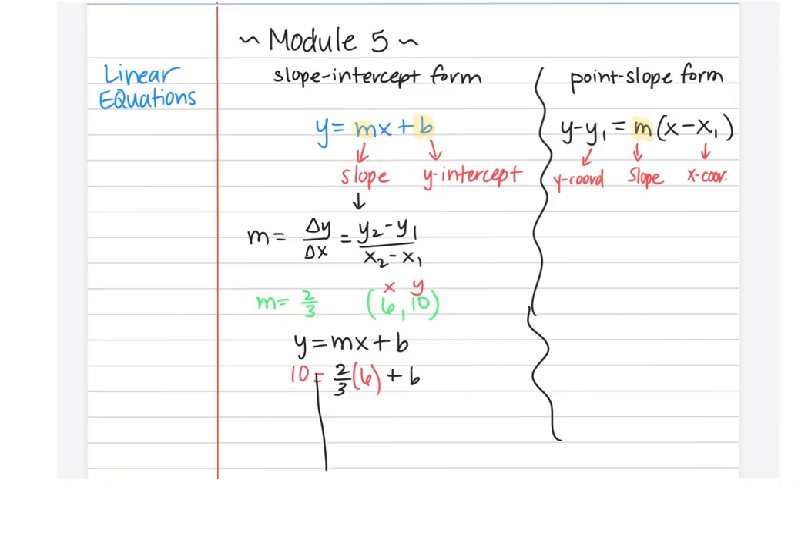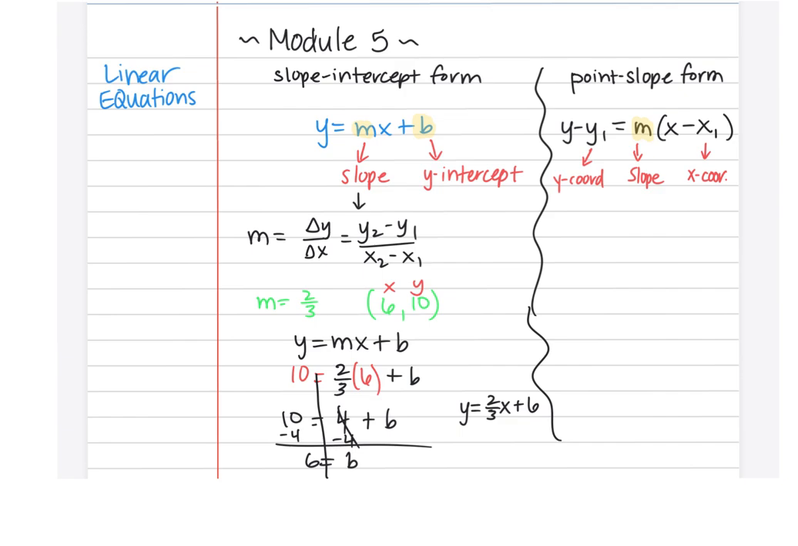Now it's just an equation that you guys know how to solve. So if I do 2/3 times 6, I get 4 plus b equals 10. If I subtract 4, I end up with b equals 6. So my y-intercept is 6. So my final equation, I'm running out of space, I'll just squeeze it in over here, is y equals 2/3 times x plus 6.